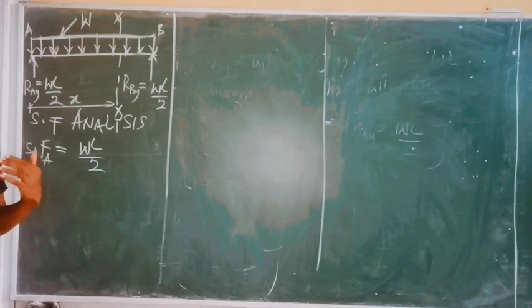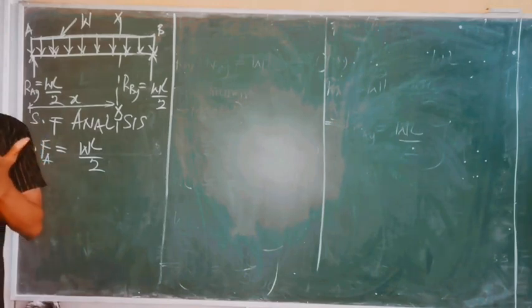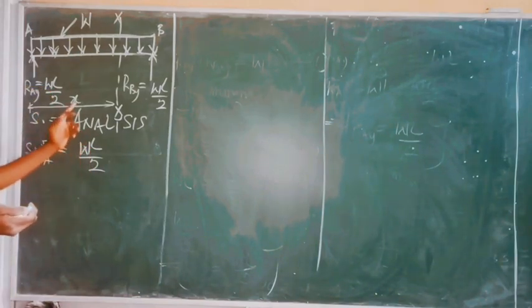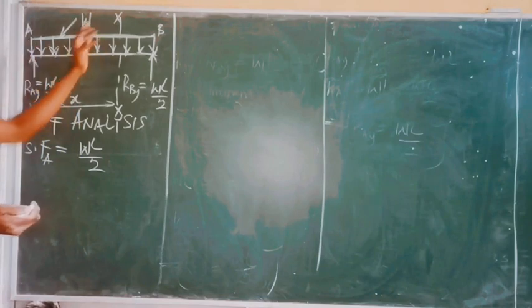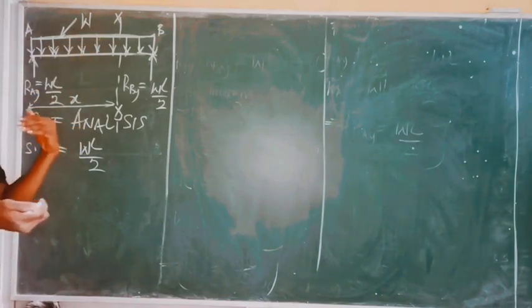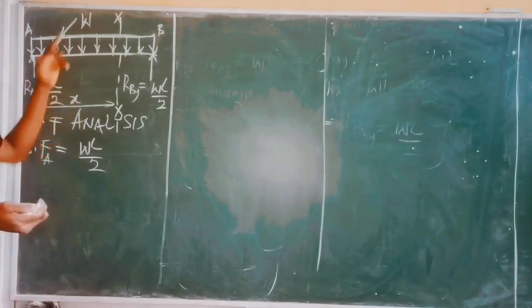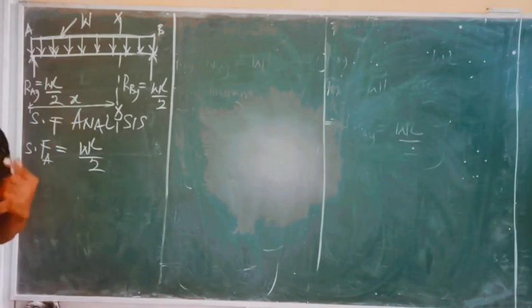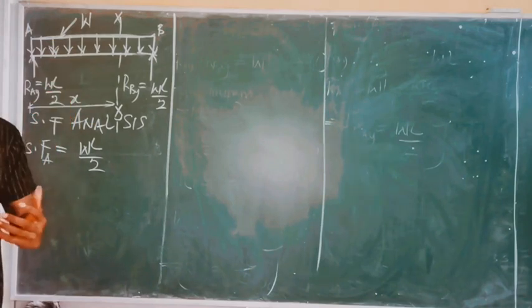So remember always, to convert a UDL to a point load, you simply multiply the value of the UDL by what? The length covered. So if the length about the point of section is X meters, it means to convert this UDL to a point load, simply multiply the value of the UDL, which is W, by the length. The length now is X, so it becomes W times X. That gives us an equation.